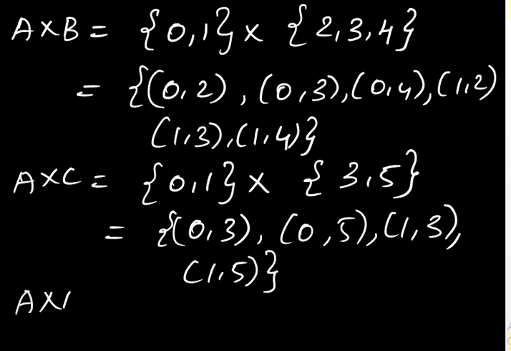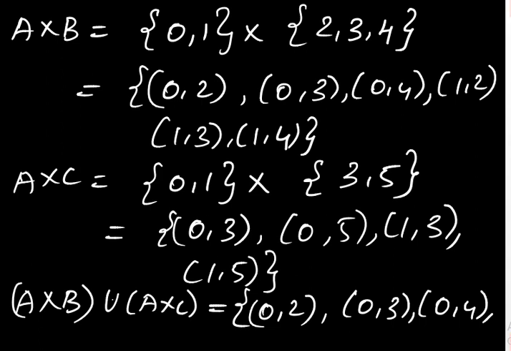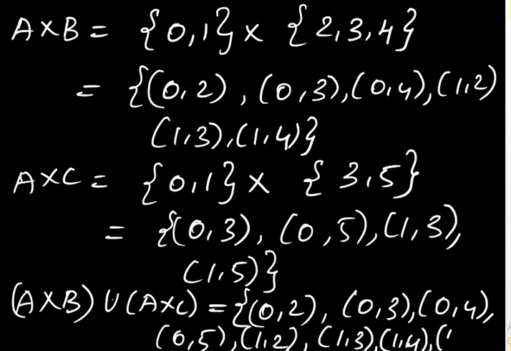Now club both the values. That means we need to find the union. So when you find the union of these, we'll get 0 comma 2, 0 comma 3, 0 comma 4, 0 comma 5, 1 comma 2, 1 comma 3, 1 comma 4 and 1 comma 5. Mark it as equation number 2.